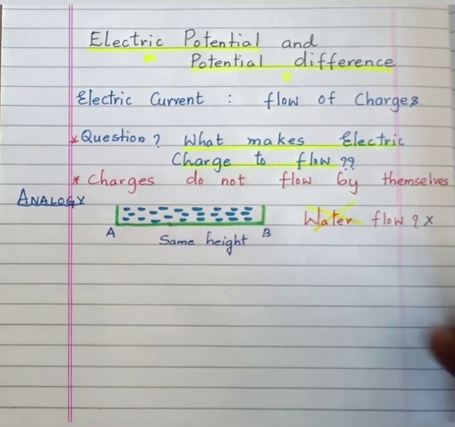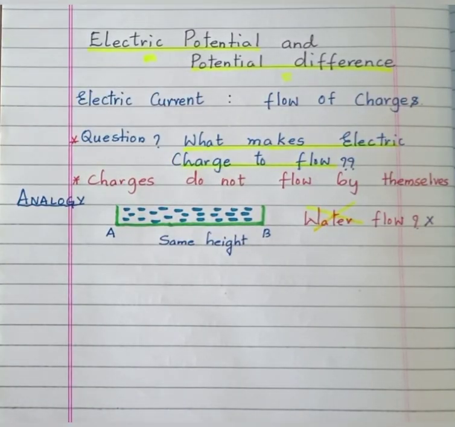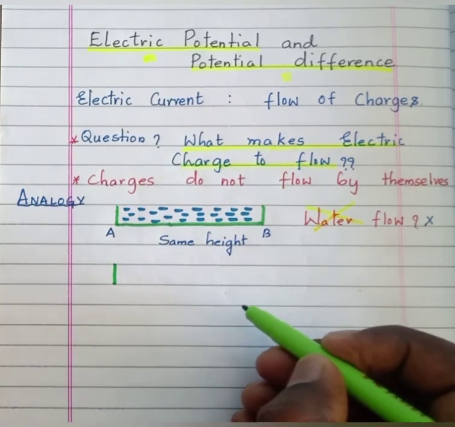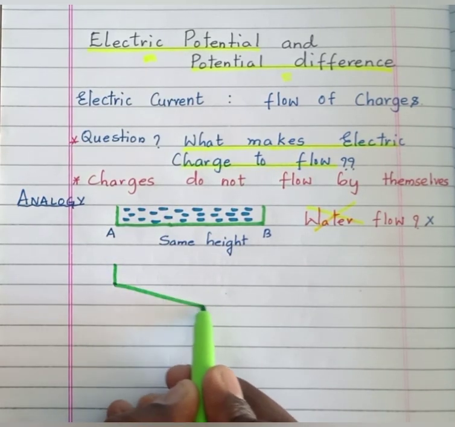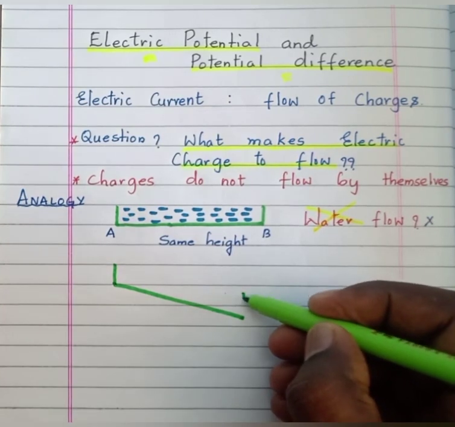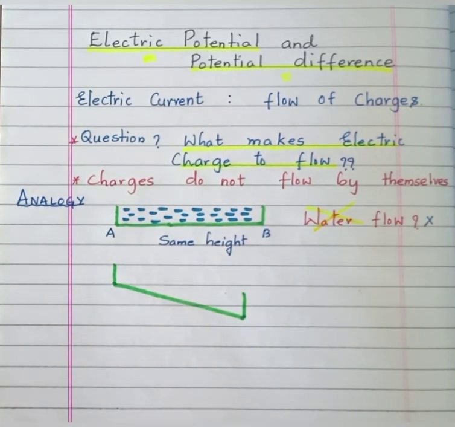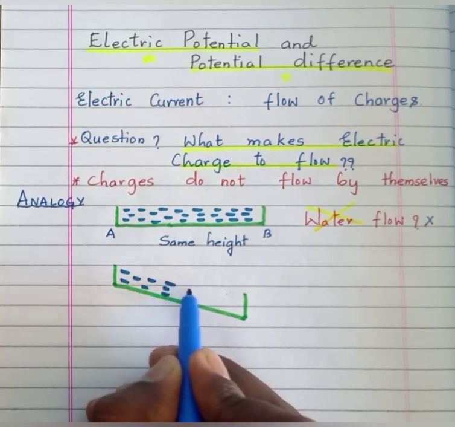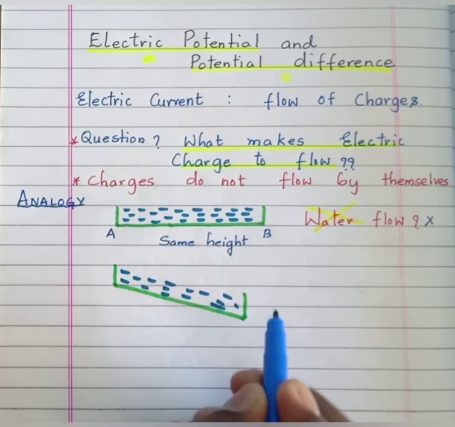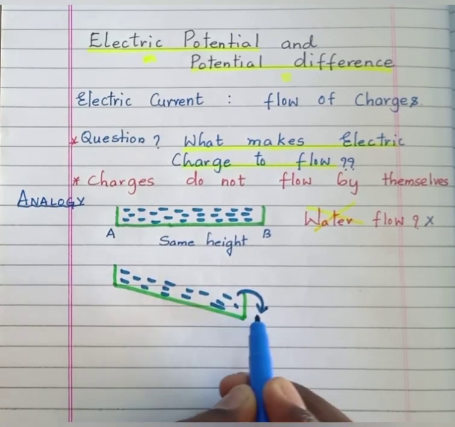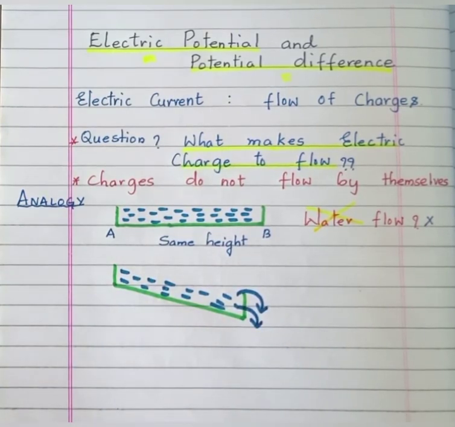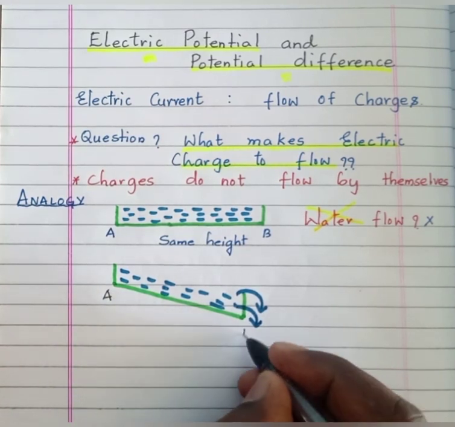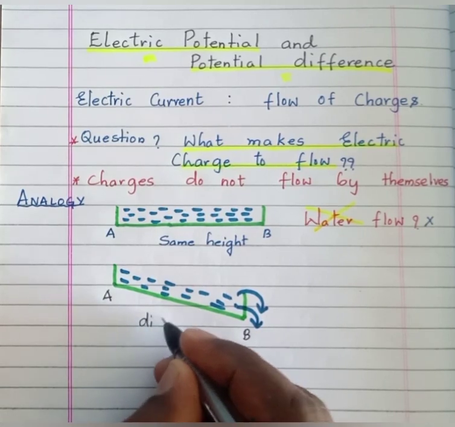Now, consider another analogy where I raise the height of point A. If I increase the level of point A, the water will start to flow out of this horizontal tube. Because of the difference in the level or difference in the height, the water will flow out of the horizontal tube, that is from the higher level to the lower level, that is A to B.